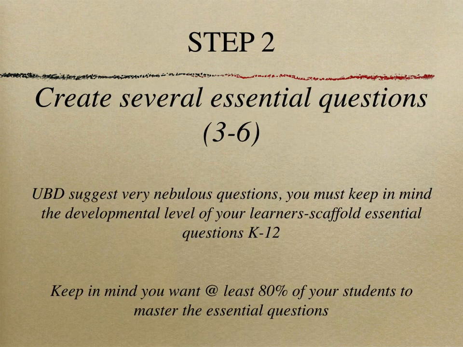Step 2 is to create several essential questions. So we're thinking 3 to 6 essential questions. So think of the bullseye format. What is that need-to-know information? No less than 3 ideas and no more than 6. They suggest very nebulous questions, so very general, and you need to keep in mind the developmental level of your learners and scaffolding the essential questions kindergarten through 12th grade. Also keep in the back of your mind when you're creating these essential questions that you want at least 80% of your students to master these essential questions.